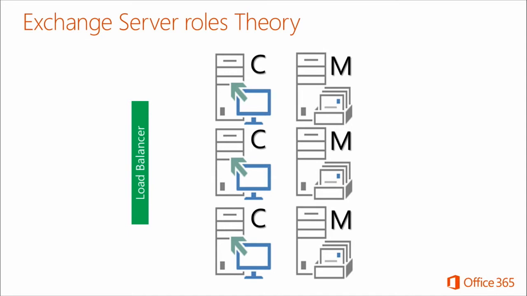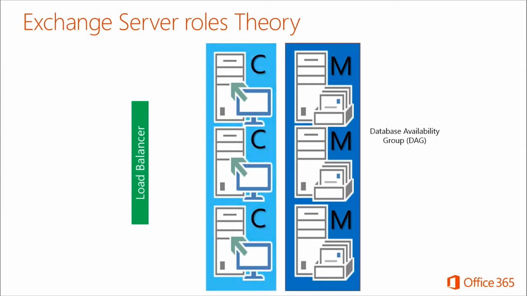A CAS server, the client access server, and the mailbox server as well. The client access server is receiving that traffic, and the mailbox server is storing the mailbox itself. We group both of these together into a couple of different things. A CAS is grouped together with a number of different CAS servers, and that provides a CAS array. So it provides failover of that front-end environment. Then your mailbox servers are grouped together into a database availability group, so that if something goes wrong on one of those servers, they can fall back to another one as well.